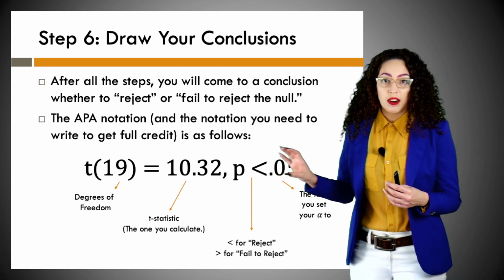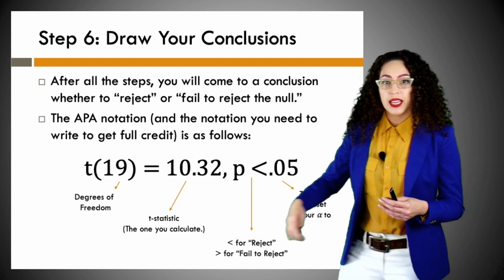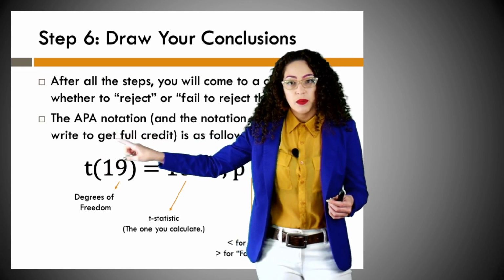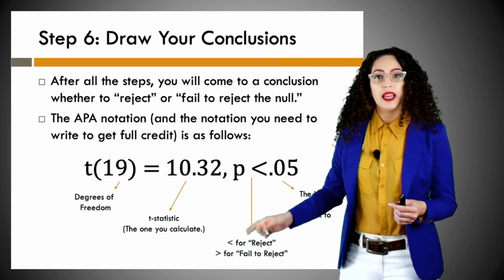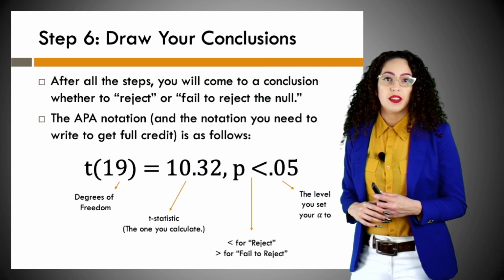So this was from our hospital wait time. So again, we're saying that we did a t-test. We had 19 degrees of freedom. Our t-statistic was 10.32, and it was significant at the 0.05 level.